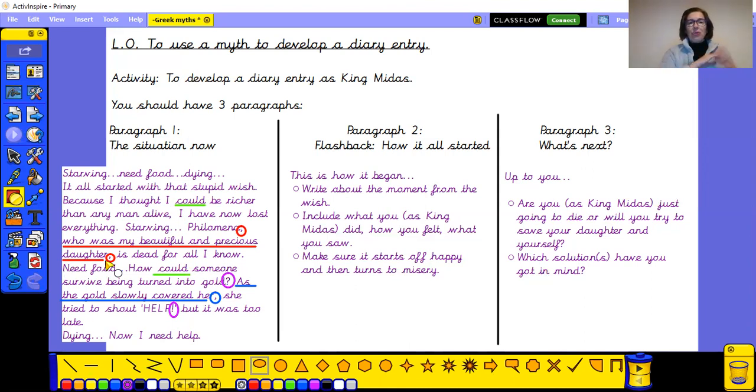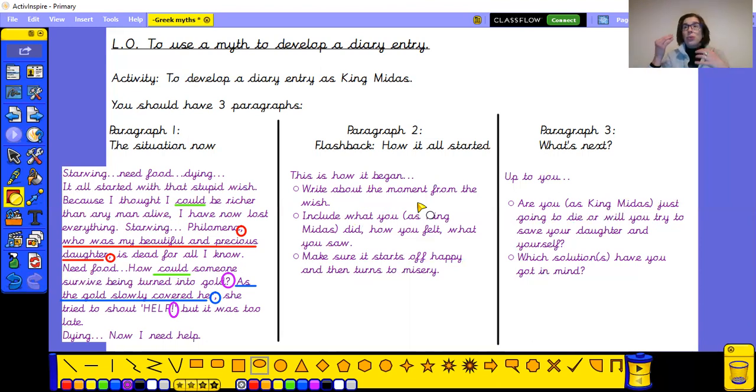Now we said we're going to move to paragraph 2, with a bit of a flashback, how it all started. I haven't developed these parts because I thought it would be nice if you can do it by yourself, so you have a bit more freedom. However, I've given you some ideas of what you could include. This is how it began. And maybe you could have a part where you write about the moment of the wish.